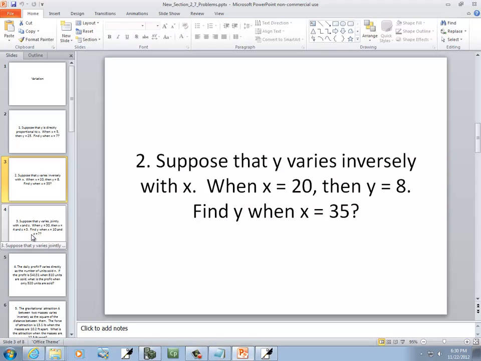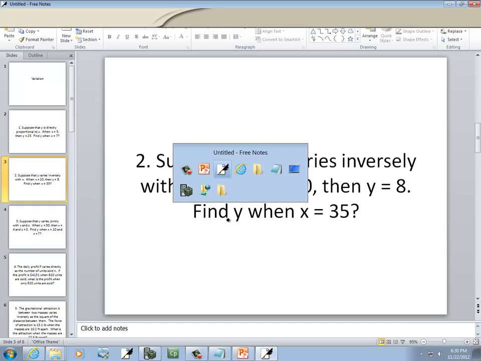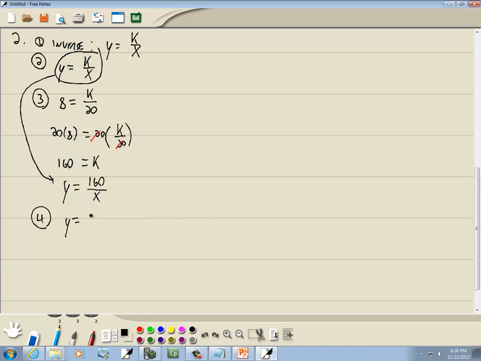In step 4, find what they really want. It says find y when x is 35. So they're telling us to put in 35 for the x. And 35 doesn't go into 160 evenly, I don't think. Top and bottom, at least, are both divisible by 5. So that gives us 32 over 7. So y would be 32 over 7.